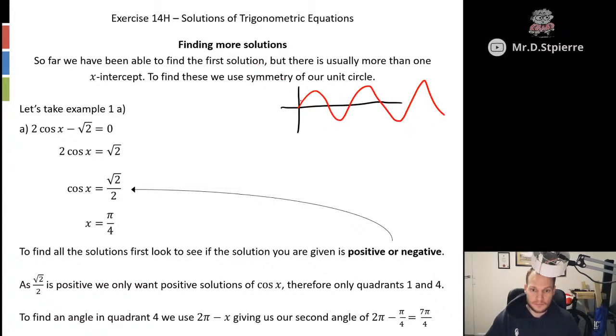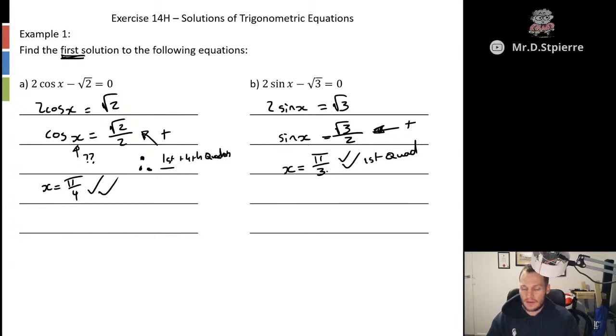Okay, there's an intercept there, there's an intercept there, there's an intercept there. That keeps repeating on and on and on. But in the previous slide, we just found one. What's going on here? Well, we'll find the first.